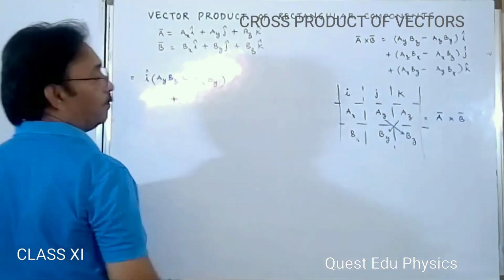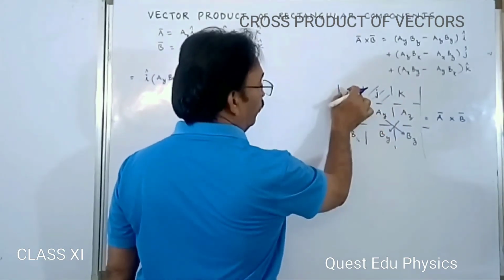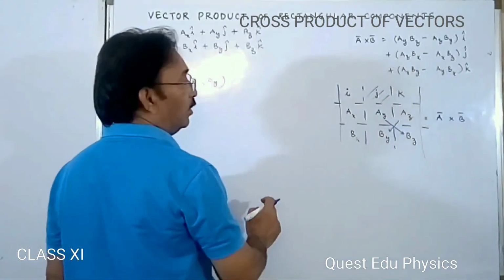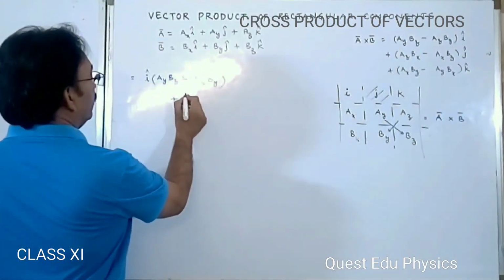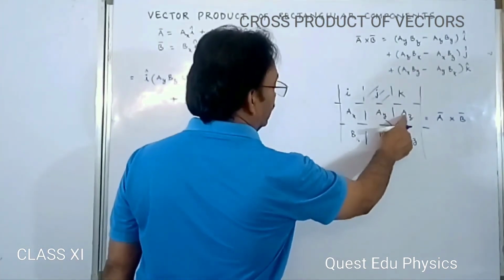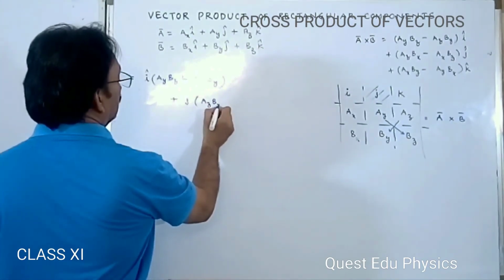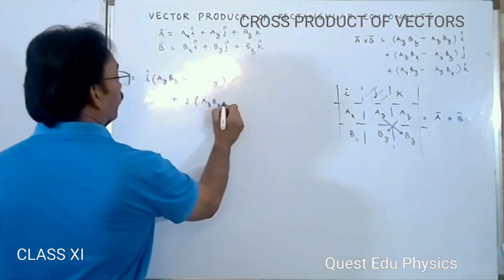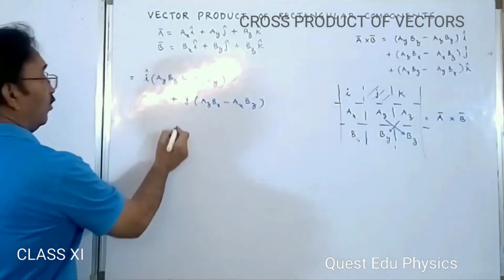plus, then we have to mask this J. That means we are masking this one and this one. Then what we get? I K we have. Then put J cap here and multiply. This is eliminated. AZ BX minus AX BZ, and what is the third term?